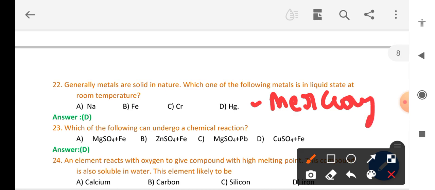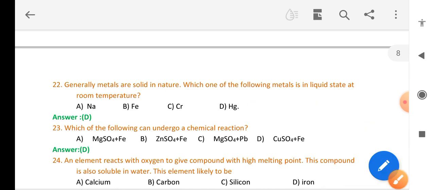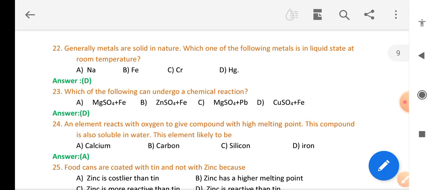Okay. Then next question. Which of the following undergoes a chemical reaction? That is D, copper sulfate plus iron. Cu means copper, SO4 means sulfate, Fe means iron. Copper sulfate and iron undergo a chemical reaction.